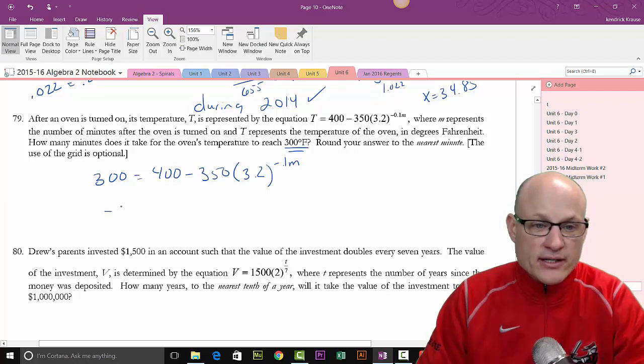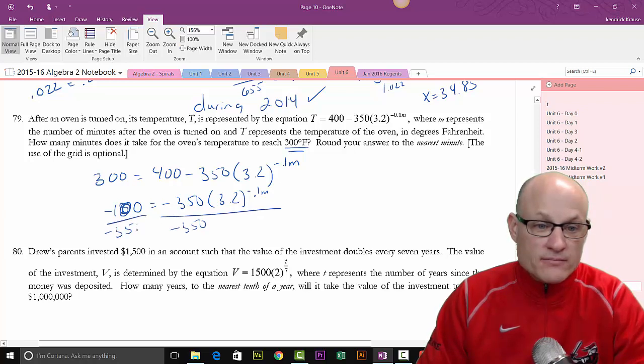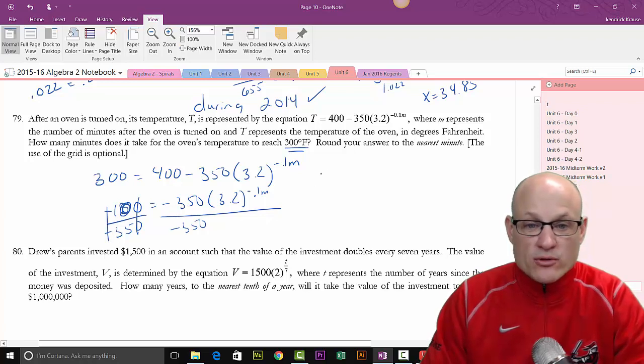So subtract, I get negative 100 is equal to negative 350 times 3.2 to the negative 0.1 m. Divide by negative 350. So that's positive, so 10 over 35 is equal to 3.2 to the negative 0.1 m.